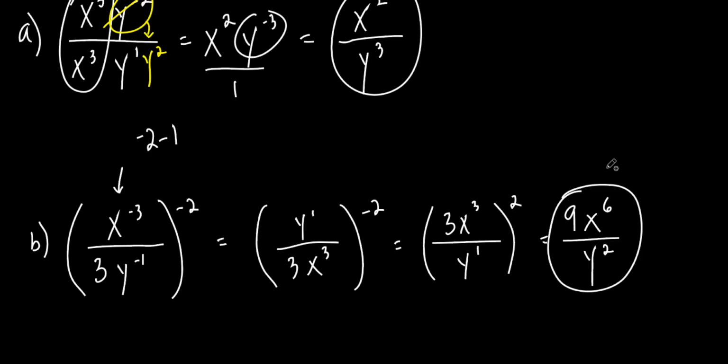All right, I don't have any negative exponents. I took that 3 and I squared it and I got a 9 out of it. And then that looks nice and pretty. And there you go.